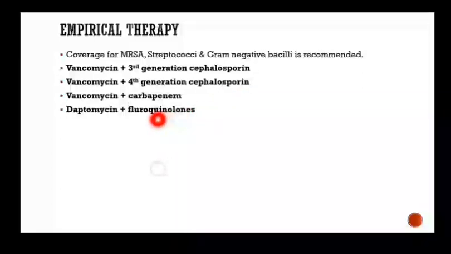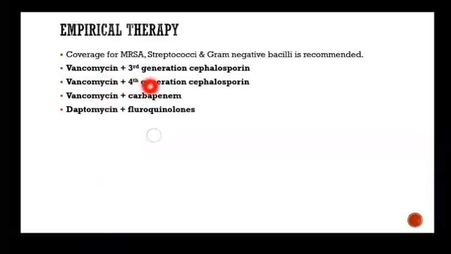While choosing empirical therapy, we should choose the antibiotic which covers MRSA, streptococci and gram negative bacilli. So these are the antibiotics we choose as empirical therapy to treat osteomyelitis: vancomycin and third generation cephalosporin, vancomycin and fourth generation cephalosporin, vancomycin and carbapenem, and daptomycin plus fluoroquinolones.